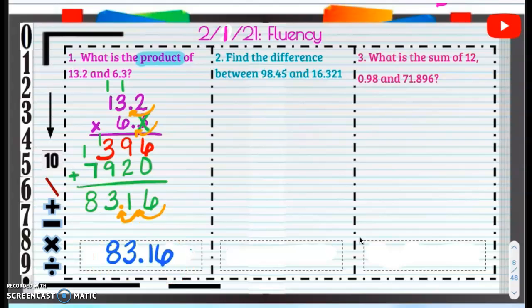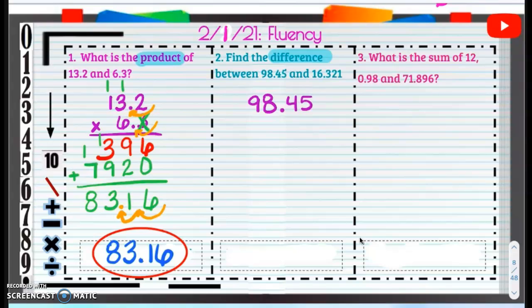Great job. Ooh, I want to do an oval. Oh, yeah. So cool. All right, next one. Find the difference. Ooh, difference between 98 and 4500ths and 16 and 321,000ths. All right, difference. Remember, difference means we're going to subtract. So let's put our bigger number on top. And we do have to line up our decimals.